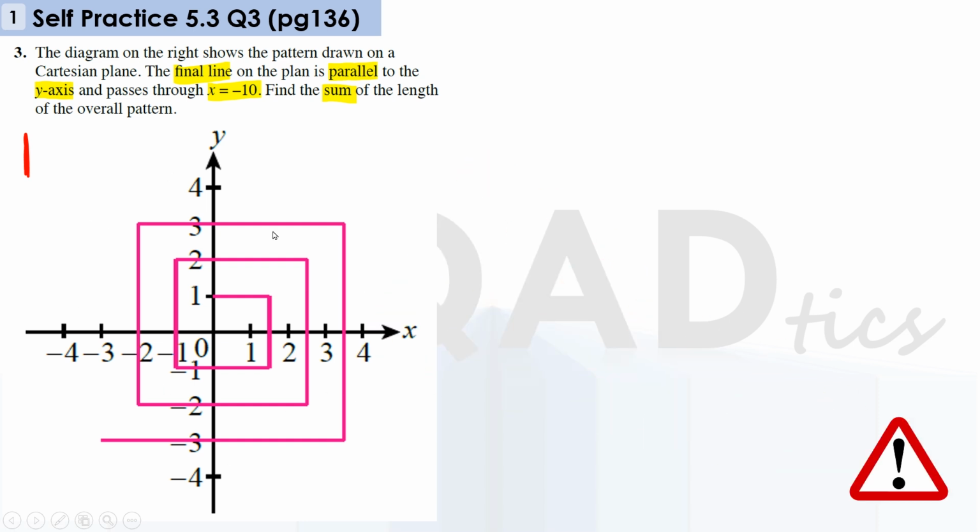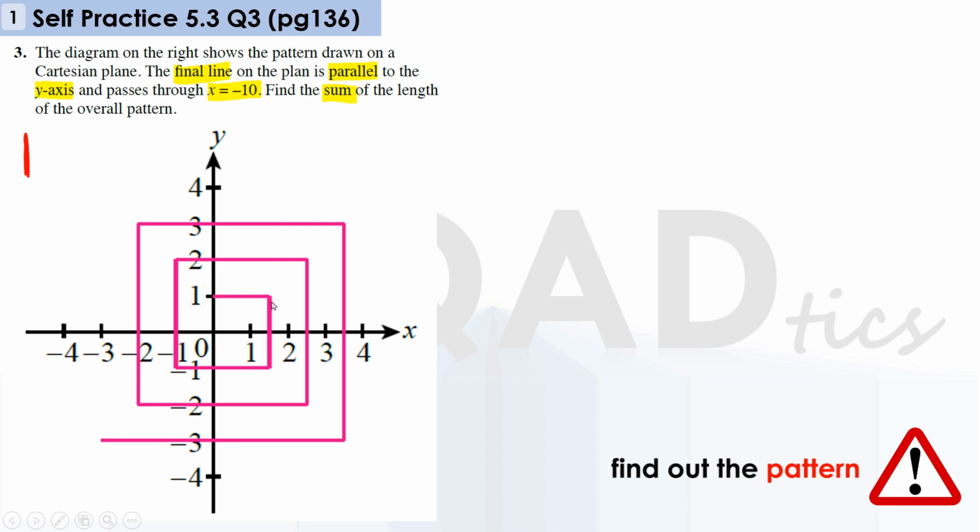So now we need to find the sum of the overall pattern here. To determine the pattern, let's look at the length of the lines first. For the first one, it's from 0 until 1.5, so the length is 1.5. Then the second length starts from 1 and ends at -1, so the length is 2. The third length is from -1 until 1.5, so it's 2.5. So from one number to the next, we add 0.5. The fourth line would be 3, because 2.5 plus 0.5 is 3. So from one number to the next, we are adding a value.